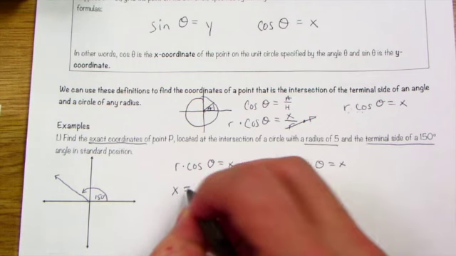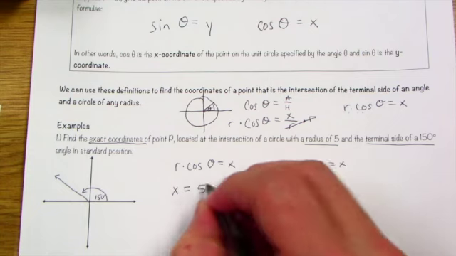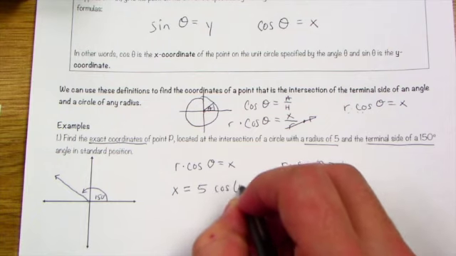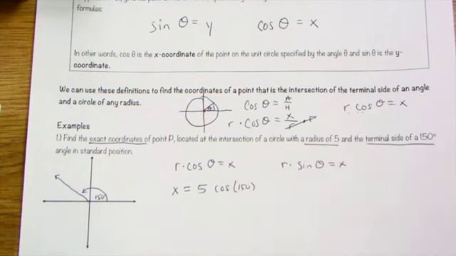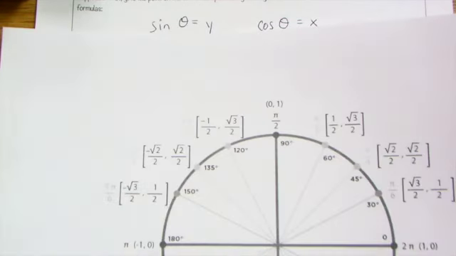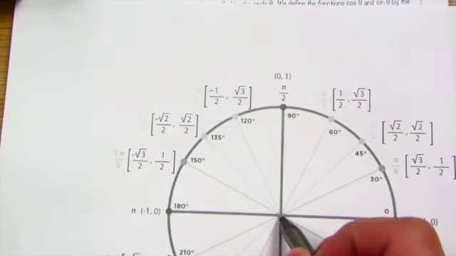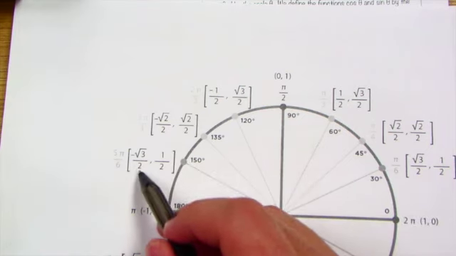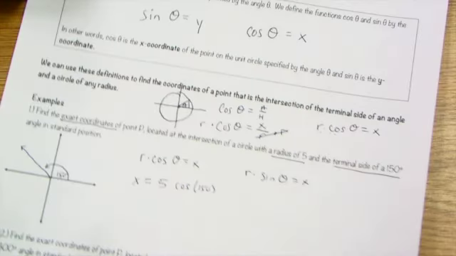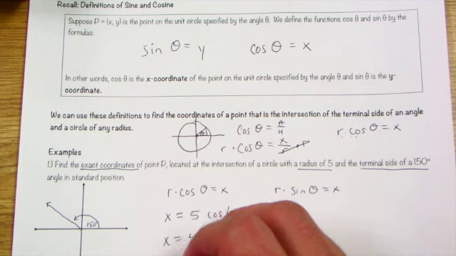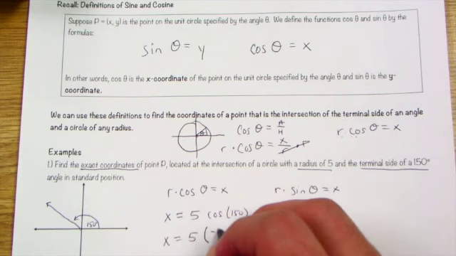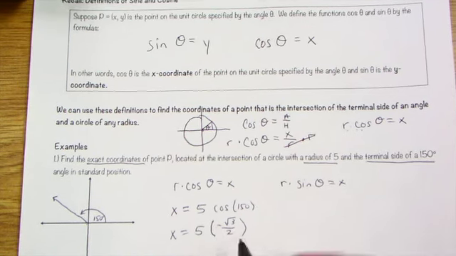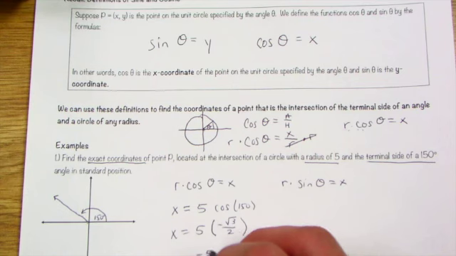X equals the radius, they told us is 5, and then cosine of 150 degrees we can find on our unit circle. So I'm going to pull over the unit circle here. If we find 150 degrees, remember cosine is the x value, so it's just negative square root of 3 over 2. So really this is just x equals 5 times negative square root of 3 over 2. Remember, you just multiply times the top, so it would be x equals negative 5 radical 3 over 2.